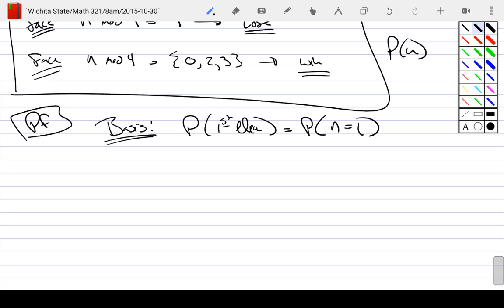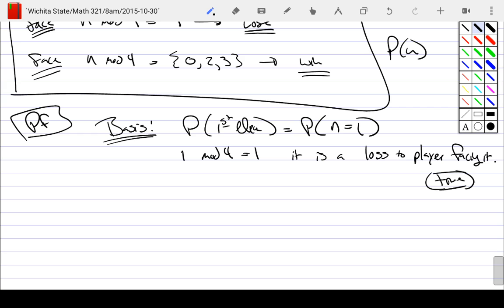All right, is that true? What's 1 mod 4? 1, and it is a loss to the player facing it. So it's true. My modulus rule works at least for one stone.